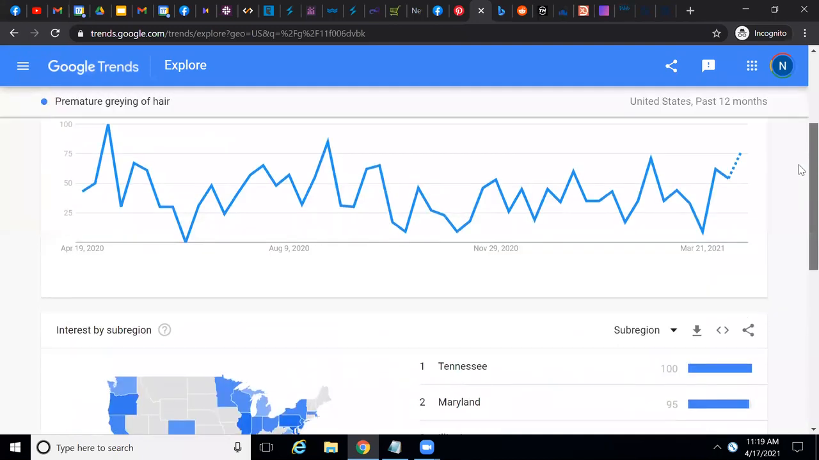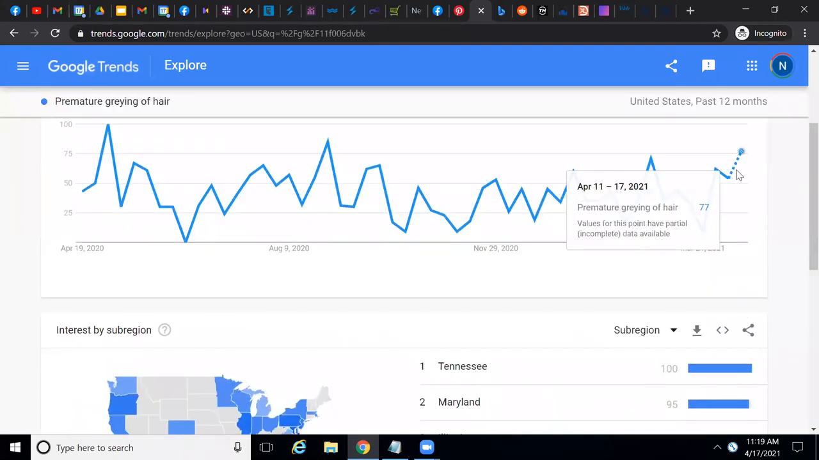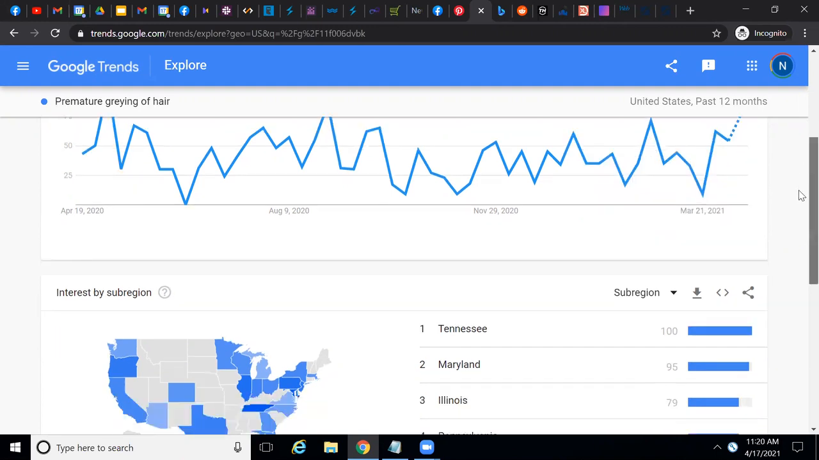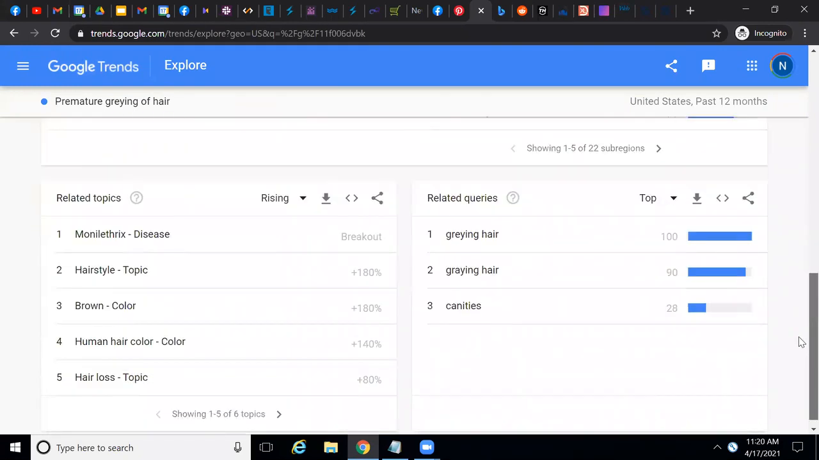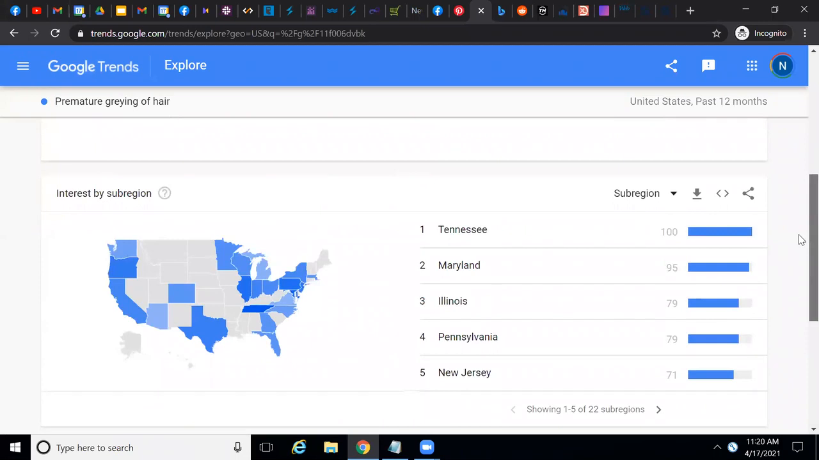This is on premature gray. So there's an interest. Premature gray has come up a few times, 75%. Again, I forget if this is by millions. I got to go look. Premature gray came up a lot in Tennessee, Maryland. I'm in Texas. Texas is blue. It says 66. Not a lot of people in these other regions are asking about premature gray. So that is good to know.